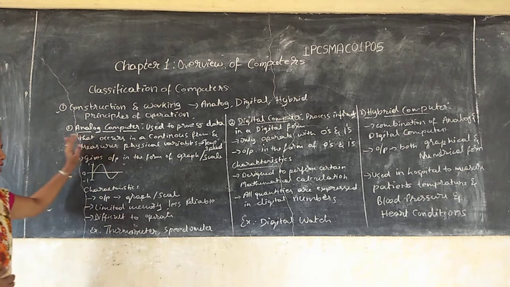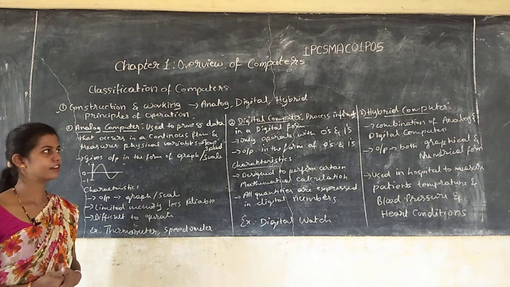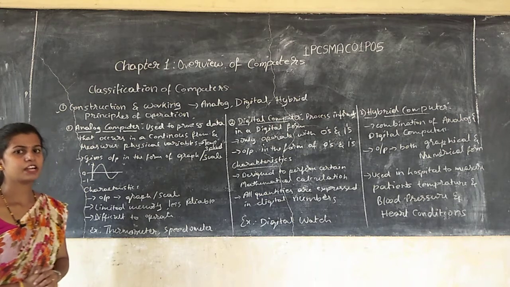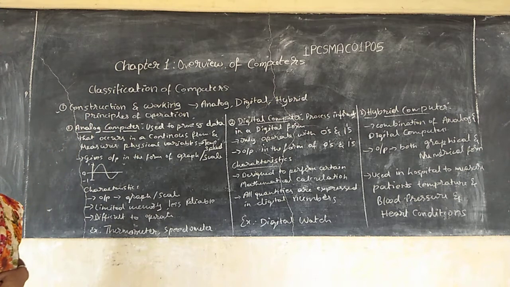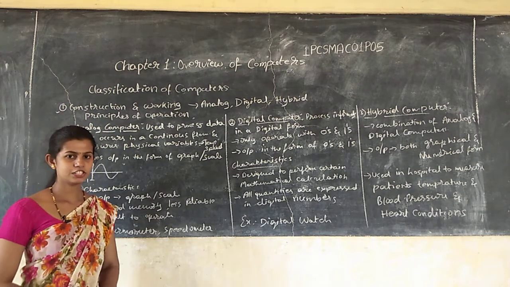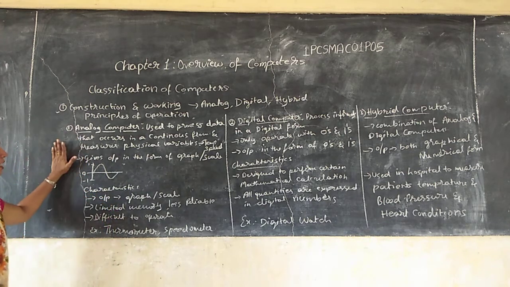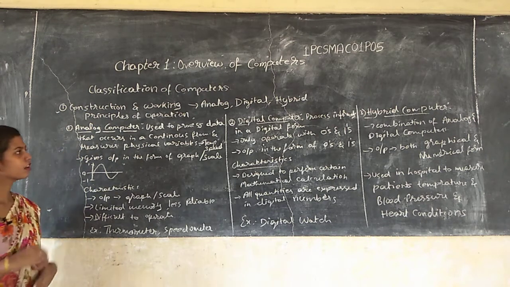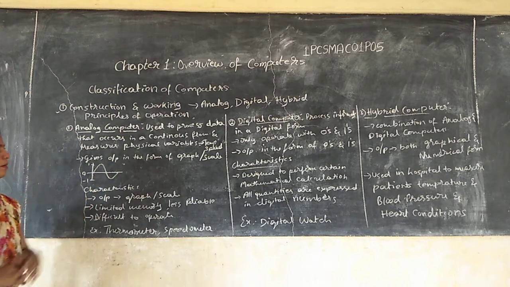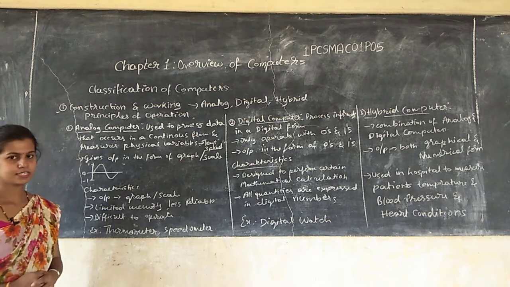They are classified into 3 types, that is analog computer, digital computer and hybrid computer. Depending on the principle of operation, computers are classified into 3 types: analog computer, digital computer and hybrid computer. Let us see one by one. First one is analog computer. Analog computers are used to process the data that occur in a continuous flow and measure physical variables like temperature and speed.